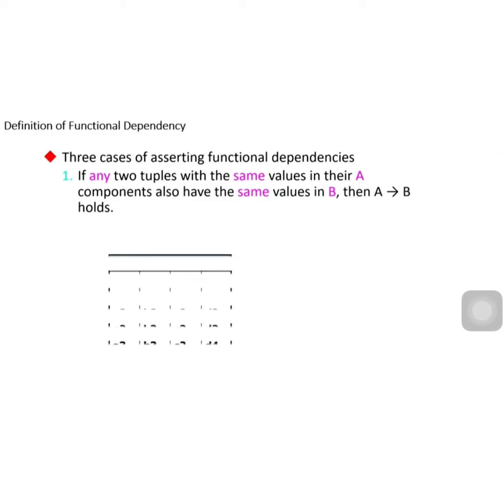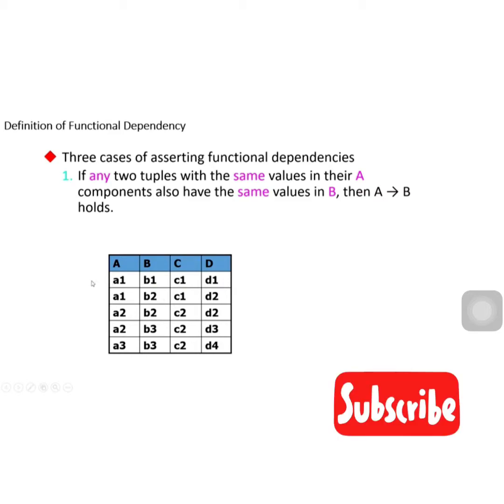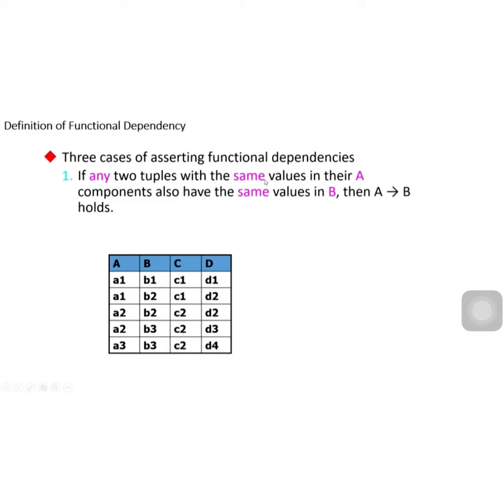Let's take this relation for example. The first case: if any two tuples with the same values in their A components also have the same values in B, then A functionally determines B holds. Look at these tuples. Now let's check if A functionally determines C. Does A → C hold?